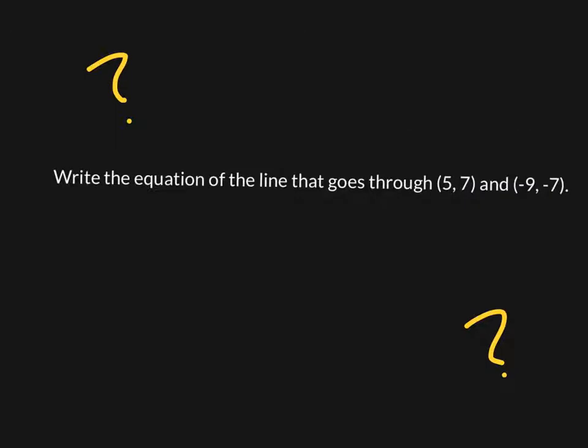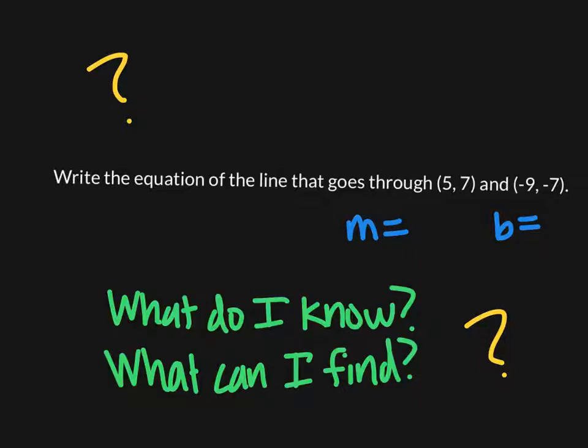You will definitely see problems like this. Write the equation of the line that goes through 5, 7, and -9, -7. In this case, you don't know m and you don't know b, so you want to go back to the two essential questions. What do I know and what can I find? If I'm given this point and this point, I know that I can find my slope. And then using that slope and one of these points, I can find the y-intercept. But we'll save this idea for another day.